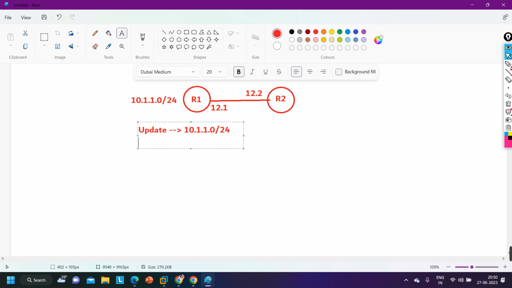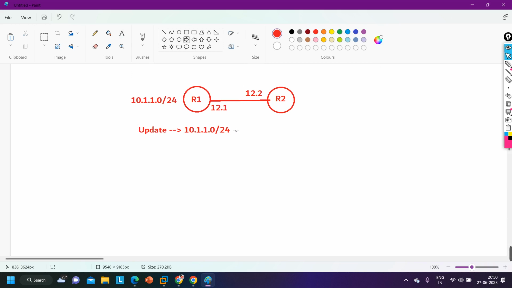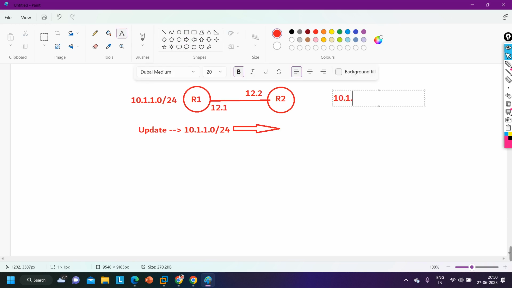And the destination will depend on the protocol. In all routing protocols, the source will always be the IP address of the exit interface and the destination will depend on which protocol you are running. If you are running RIP version 1, then the destination will be 255.255.255.255 broadcast. So router 1 will send one update message to router 2. In the update message, there will be this network information. Now router 2 has learned one network.